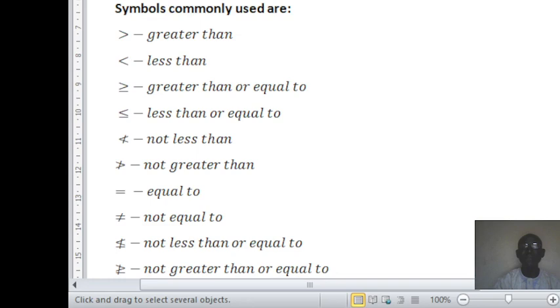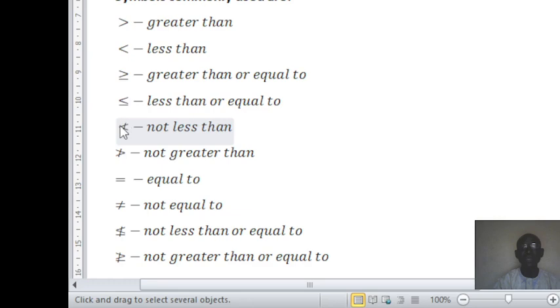After less than or equal to, this one is not less than. You write less than and you cross it using a vertical stroke. See there, is not less than, while this one is not greater than. Then you have your equality sign, two horizontal strokes, parallel in one direction. We call this symbol not equal to.